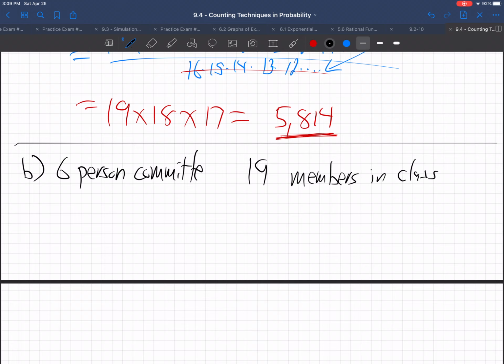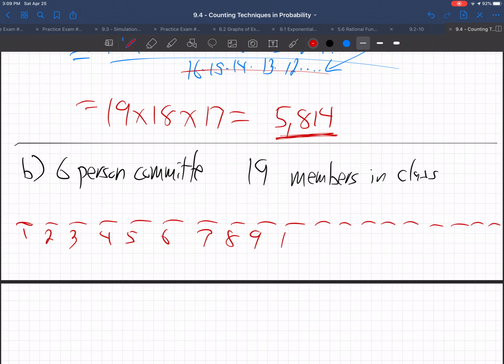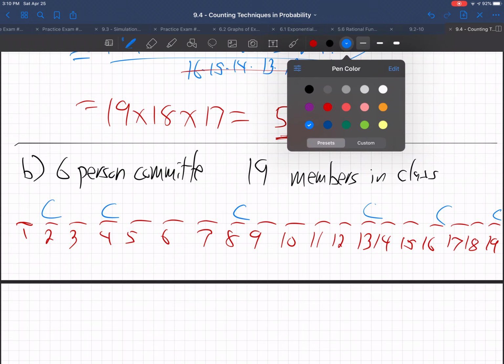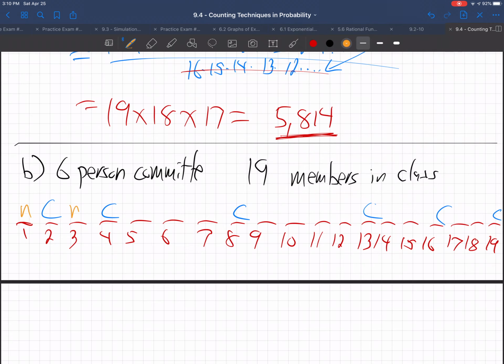Again, I'm doing this differently than Math Excel. So basically, we're going to have 19 letters. Let's go back to the 19 here. 1, 2, 3, 4, 5, 6, 7, 8, 9, 10, 11, 12, 13, 14, 15, 16, 17, 18, 19. Kind of running out of room there. So again, we have 19 spots, 19 members in the class. And we're going to choose 6 of them to be on the committee. So you're in the committee, you're in the committee, and so on, six of you. And the rest of the people are not on the committee.